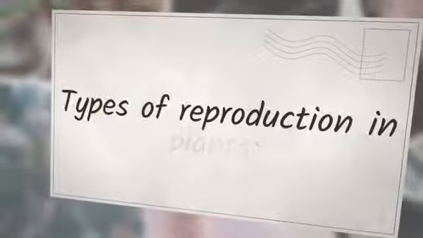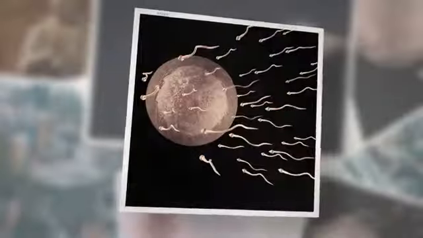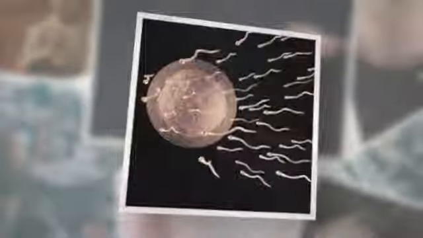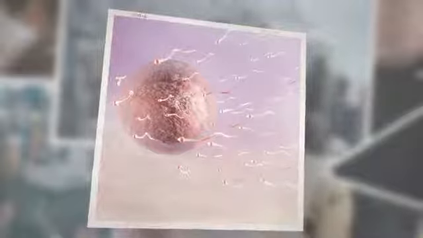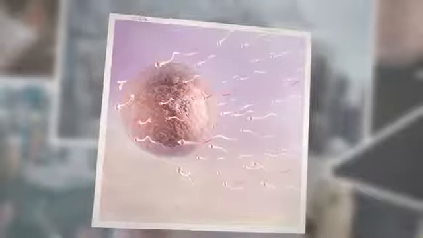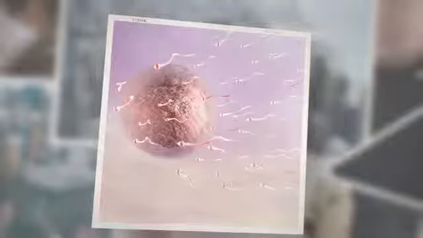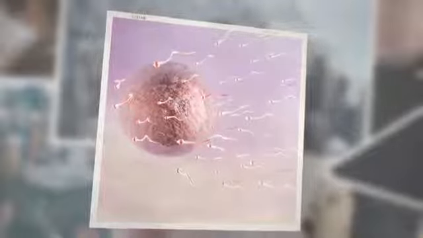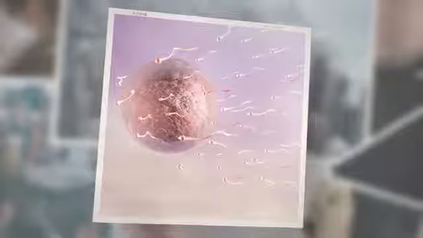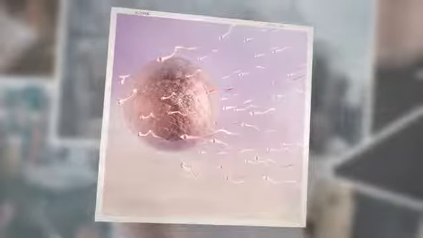Types of reproduction in plants. There can be sexual as well as asexual types of reproduction in plants. Plants are categorized into budding, fragmentation, spore formation, and vegetative propagation if they reproduce asexually. If they use sexual, there will be pollination, which includes external fertilization of male and female gametes.